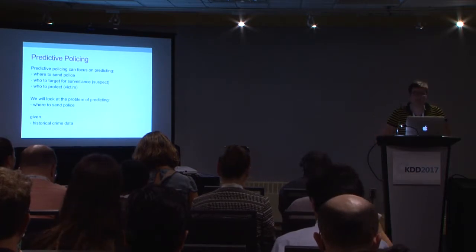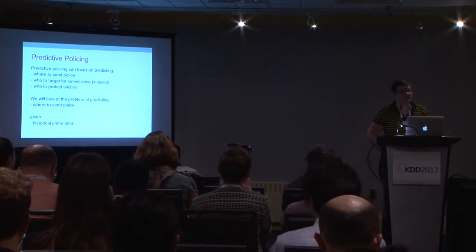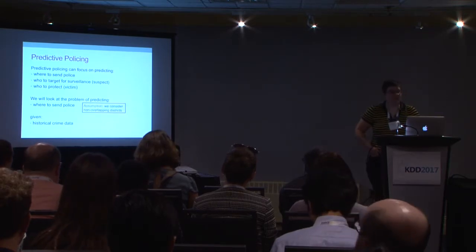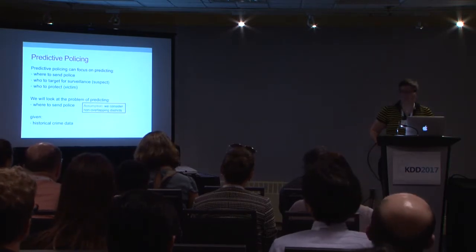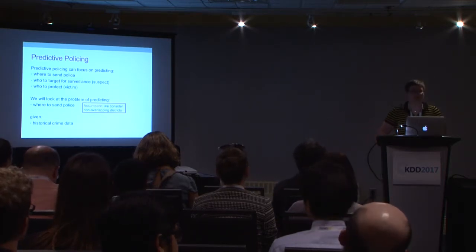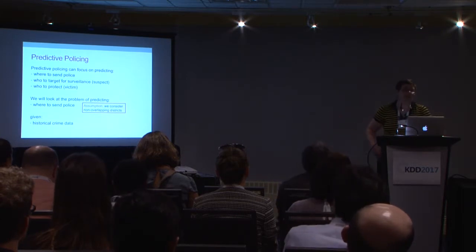In this case, we're going to look at the version that is most commonly deployed, which is trying to figure out where to send police on any given day based on historical crime data. And there's an assumption here, which I think is fairly realistic, which is that you've divided the city into some non-overlapping districts. So essentially, you're saying, I want police to go patrol this neighborhood.